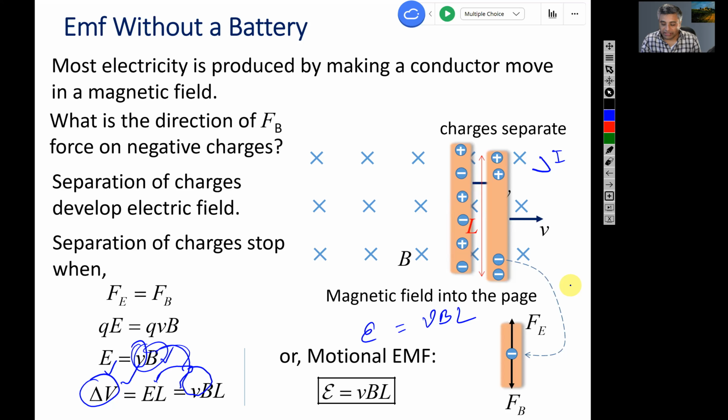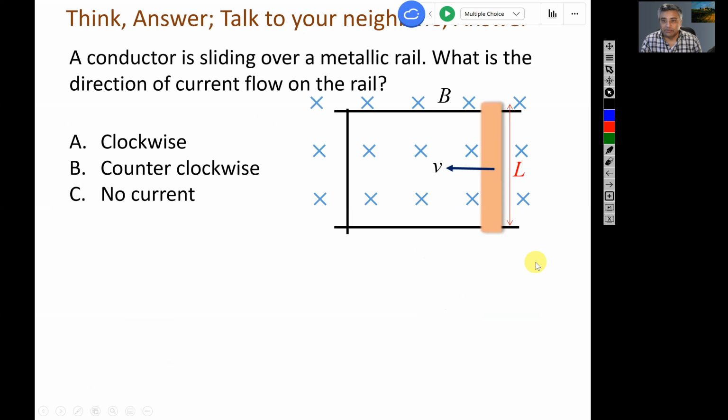Oh, it's written there. So that's the EMF generated by the moving conductor, okay? Now here is a question for you. In this case, it's not talking about value, but the direction, okay? And you guys know clockwise versus counterclockwise, right?